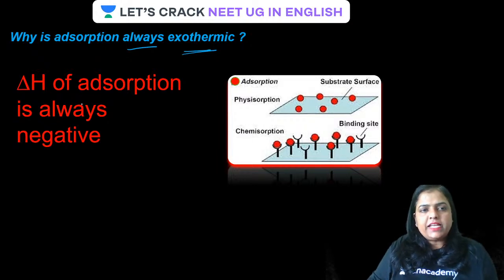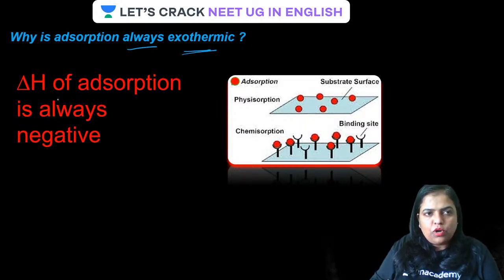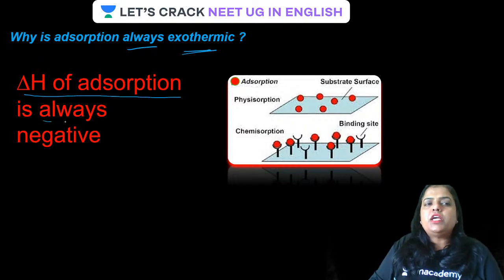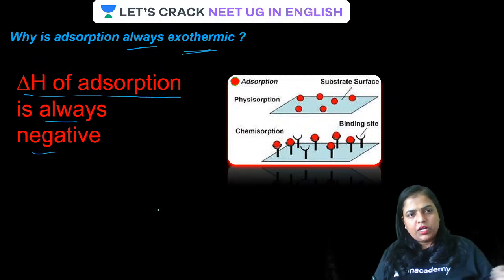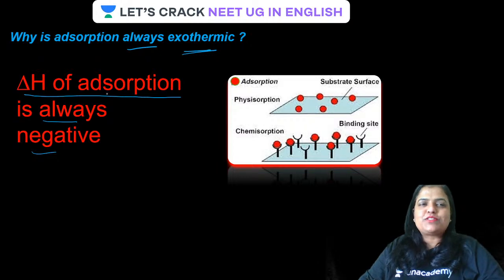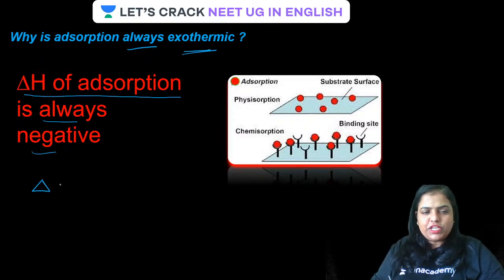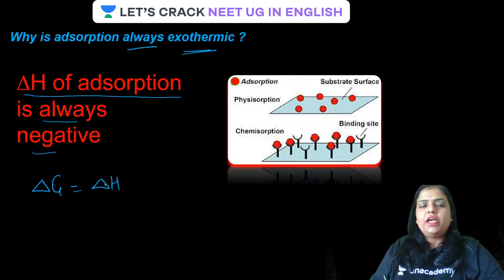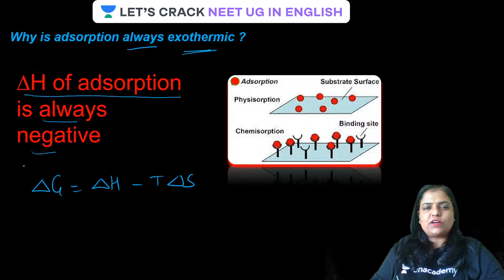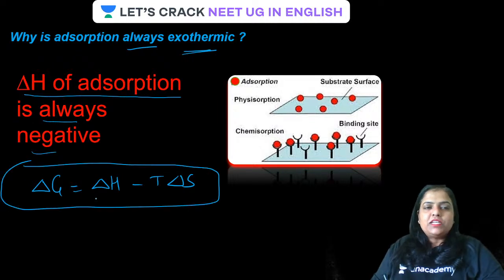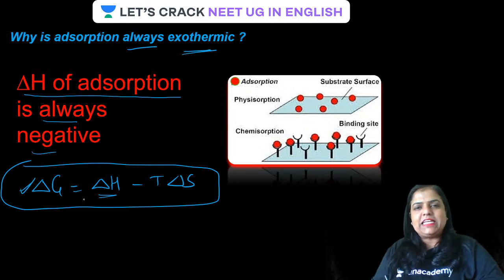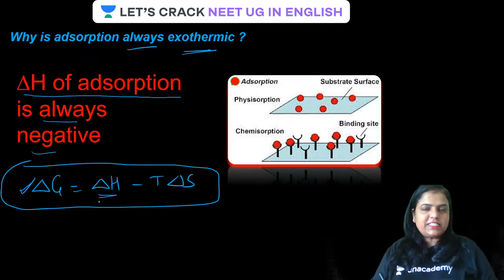Okay, guys, let me tell you, always remember that the enthalpy change, delta H of adsorption, is always negative. Let us see how. See, what is the equation? The Gibbs-Helmholtz equation says that delta G, the free energy, is equal to delta H minus T delta S. All clear, guys? So this delta H has to be negative in order to make delta G negative. Why? Let us study all that.